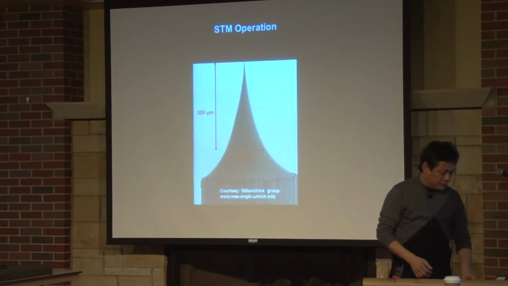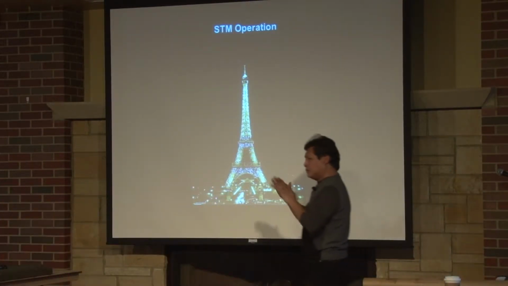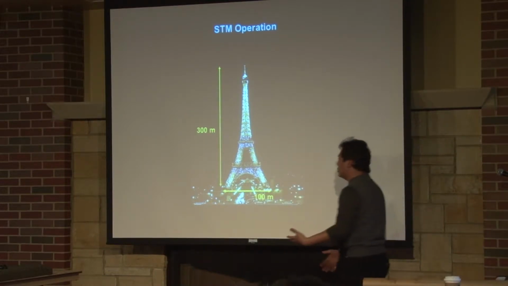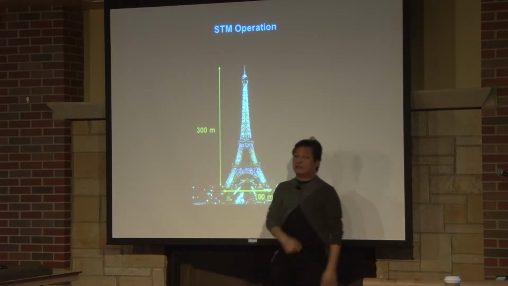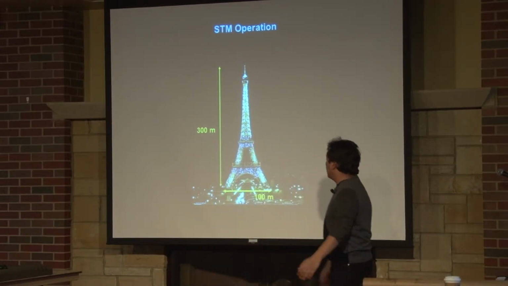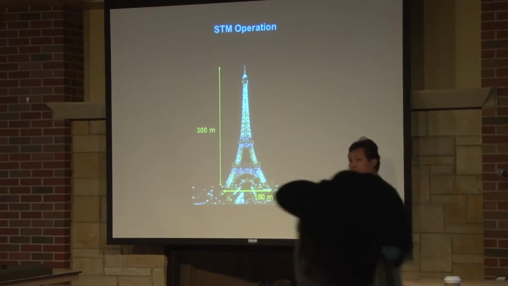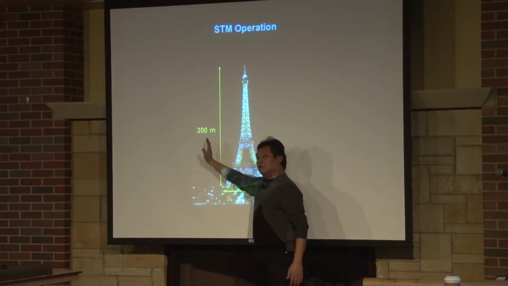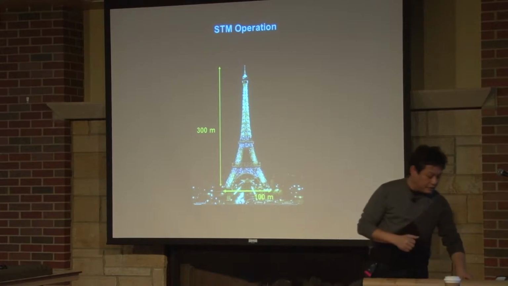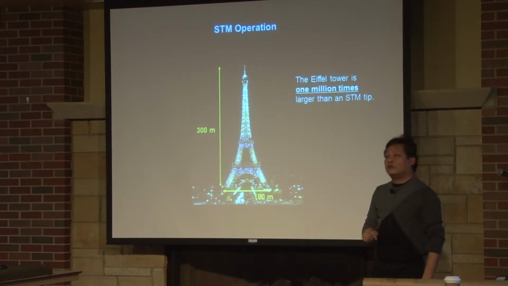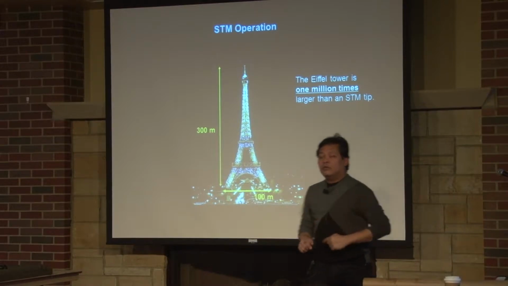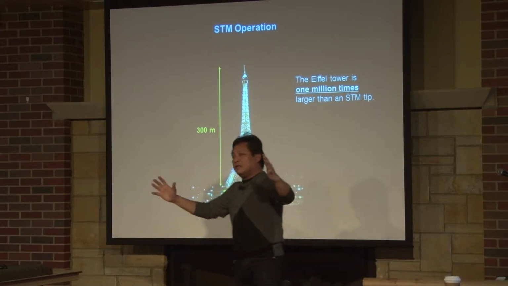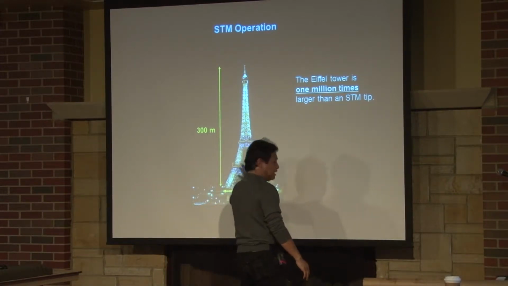Let's compare this tip with the Eiffel Tower, just for the sake of understanding. The Eiffel Tower turns out to be the same ratio: 300 meters, about 300 yards tall, and 100 meters wide. If you divide 300 meters by 300 micrometers, you will realize that the Eiffel Tower is 1 million times larger than the tip you are looking at now. If you enlarge this little tip 1 million times, you will get the size of the Eiffel Tower.